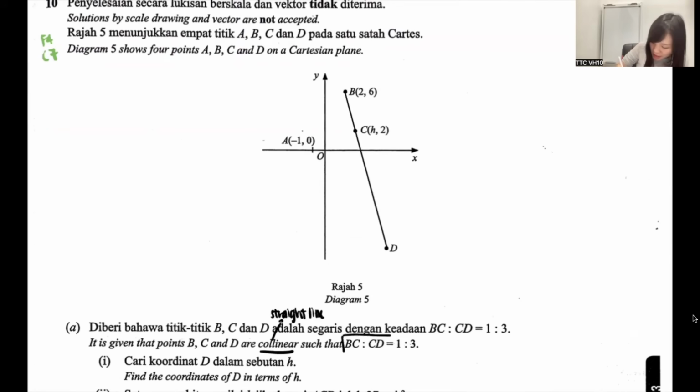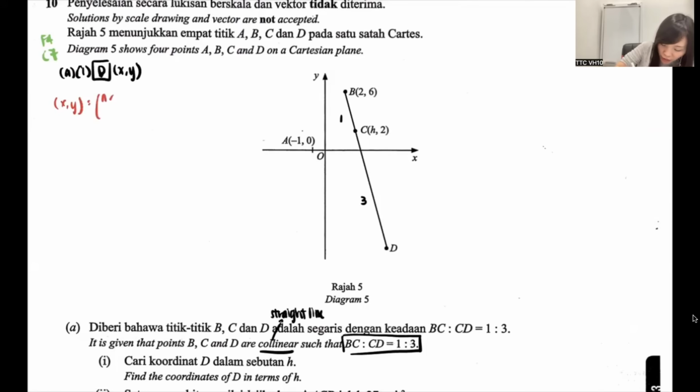Such that the BC to CD ratio is 1:3. BC is 1, CD is 3. That's what they say. They ask to find the coordinate D in terms of H. So how do I find coordinate D? Do you realize they already provide the ratio? Obviously, you can use the ratio formula. All you need to do now is substitute inside, then you should be able to get the answer.